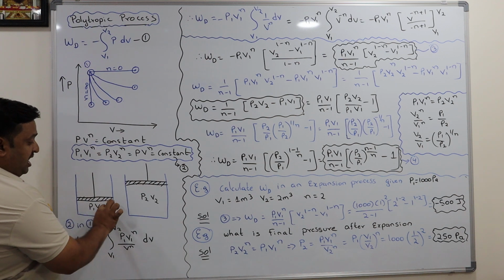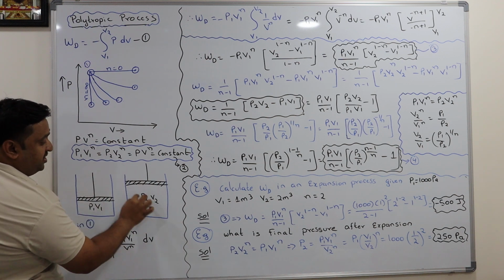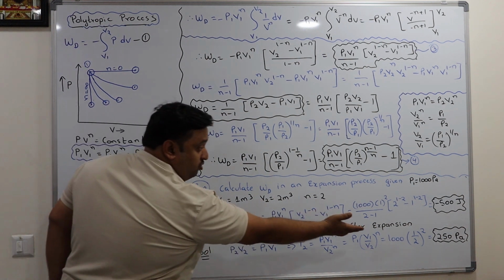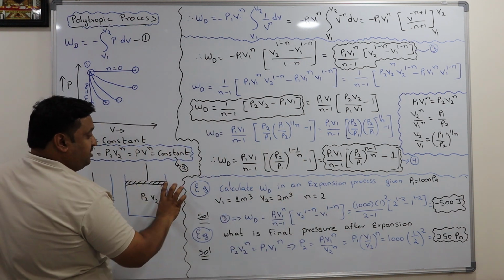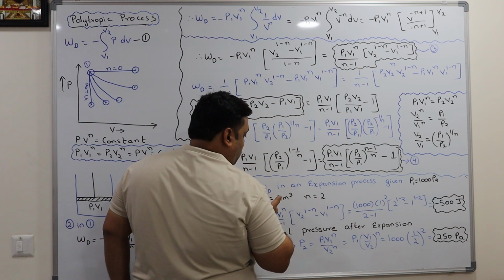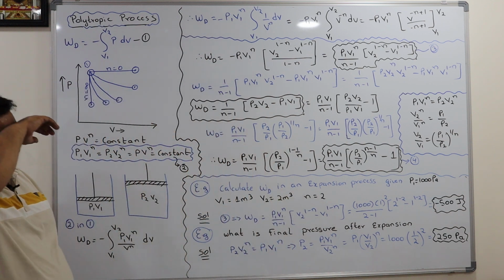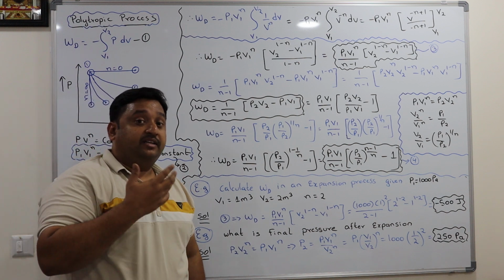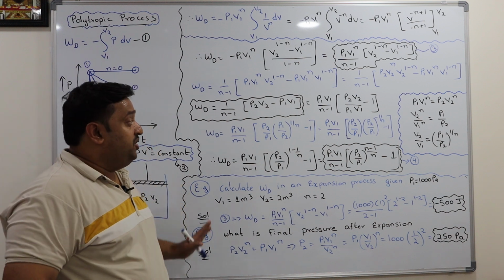You can see what the initial pressure is. Here it is 1000. After the expansion, the pressure has dropped and volume has risen. How much has the pressure dropped? To 250 pascals. How much has the volume risen? To 2 meter cube. So this is how to calculate the displacement work during a process.